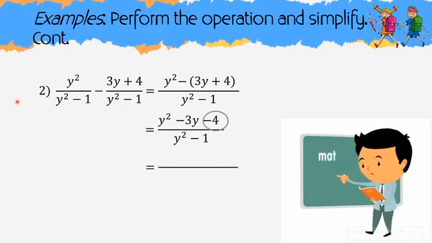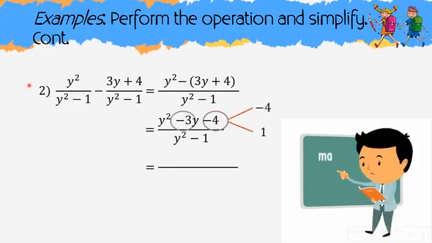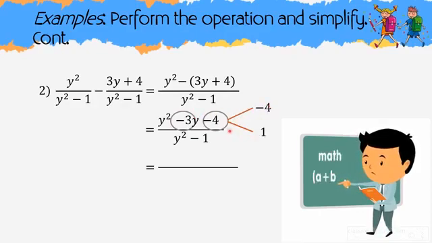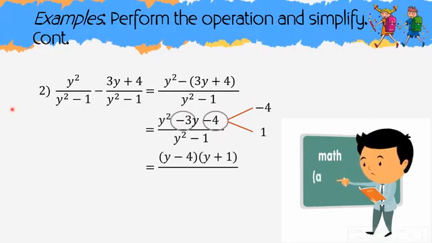So our numerator here is a quadratic trinomial form. The process is to find factors of negative 4. That is, if you're going to add those factors, the sum is the middle constant term, that is negative 3. So you have negative 4 times 1. So negative 4 times 1, that is negative 4. And negative 4 plus 1 is equal to negative 3, which is your middle constant term. Okay? So the factor now is y minus 4 times y plus 1.